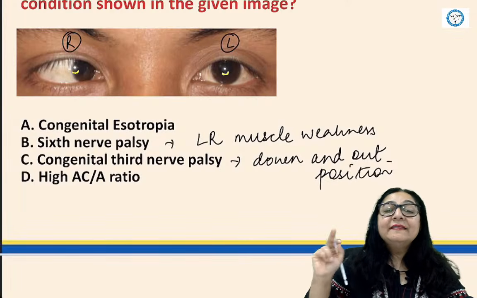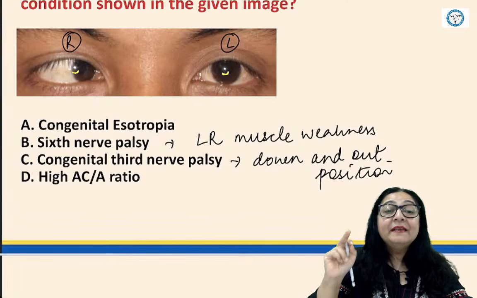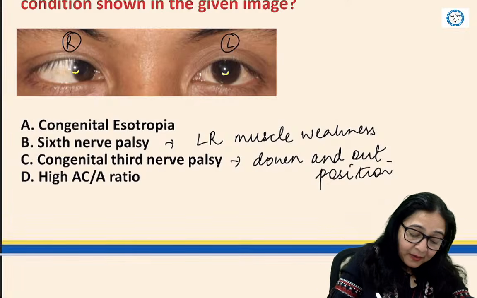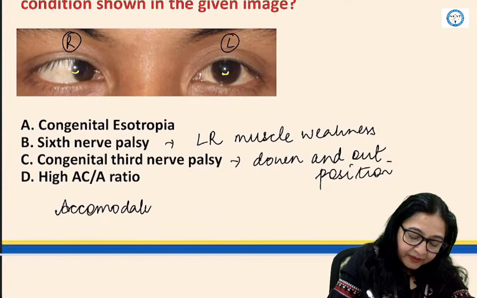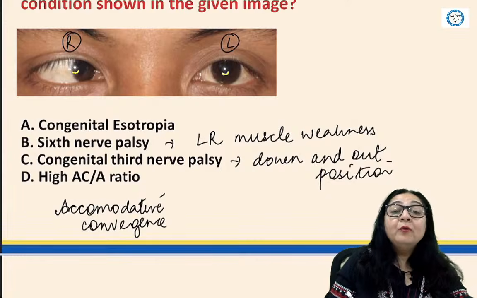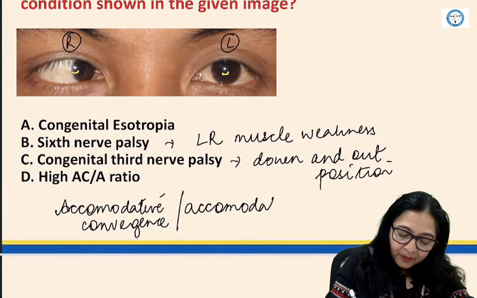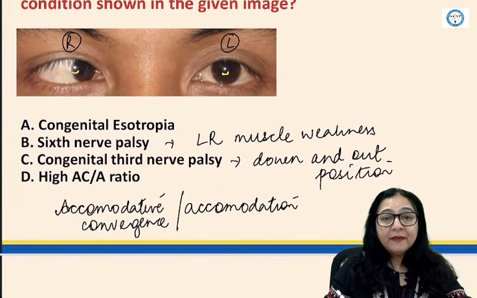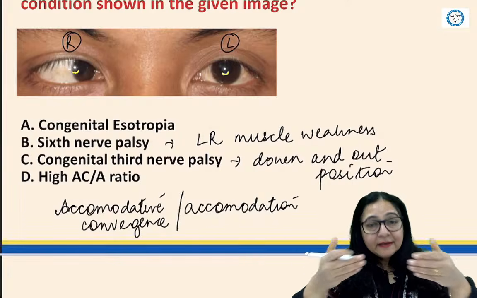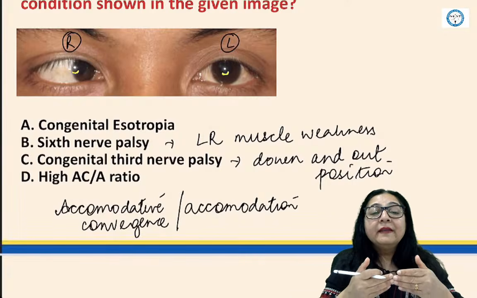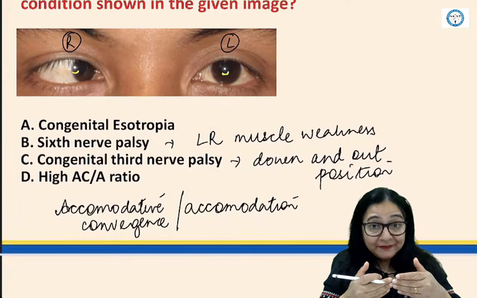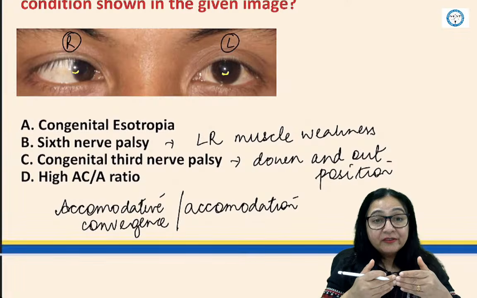Then high AC/A ratio. AC/A ratio means accommodative convergence. When accommodative convergence in a child is out of proportion to the accommodation, that is one of the causes of accommodative esotropia. So whenever the patient is looking at near, the eyes go into a convergent squint. So that can also cause convergent squint.